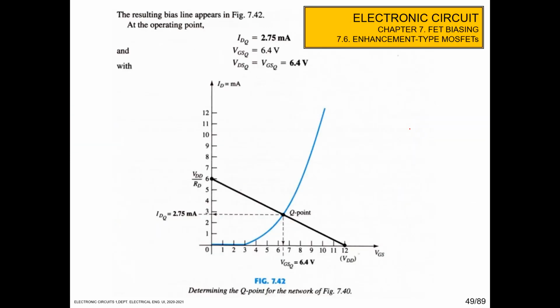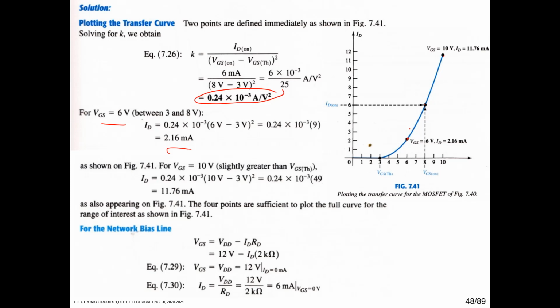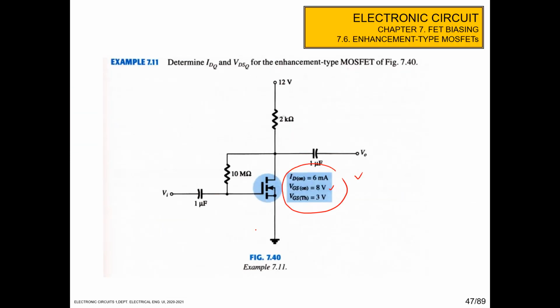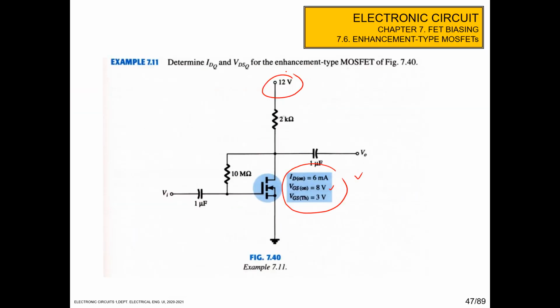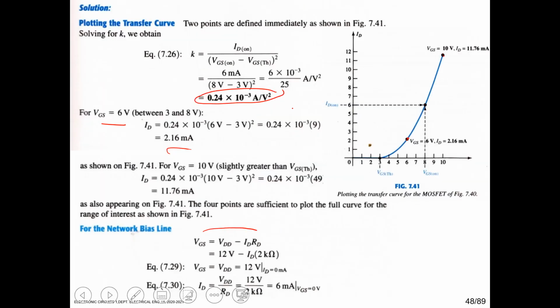And then for the network bias, we see that from the equation VGS is VDD minus ID RD, like I explained before. So VDD is 12 volt here, and then RD is 2 kilo ohm here. So we check when the ID is equal to 0, we got that VGS is equal to VDD, which is 12 volt. And then when the VGS is equal to 0, ID is 6 milliampere.